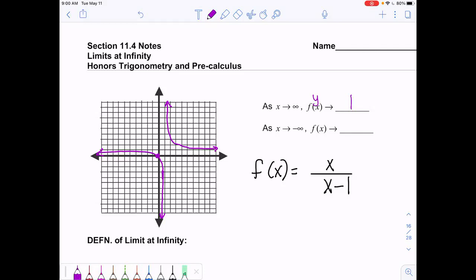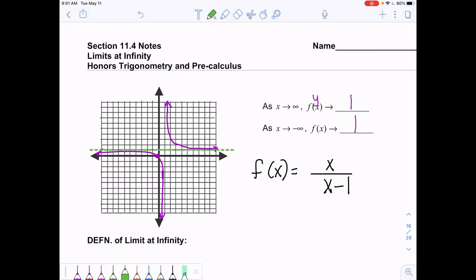They're kind of just skimming along the y value of 1. As x goes to negative infinity, which is out this way, the y values are getting closer and closer to 1. Do you know what's happening at the y equals 1 value? That's an asymptote. So really, right here at y equals 1, we have an asymptote. That is the definition of an asymptote.